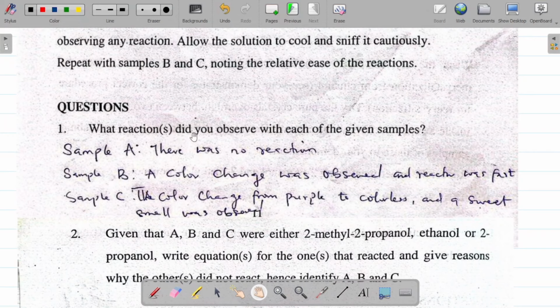Now, from this one here, sample A, there was no reaction. Sample B, a color change was observed and the reaction was fast. While sample C, when we did sample C reaction with potassium permanganate, the color changed from purple to colorless and a sweet smell was observed. Now, this is just an illustration of how you should report your answer.